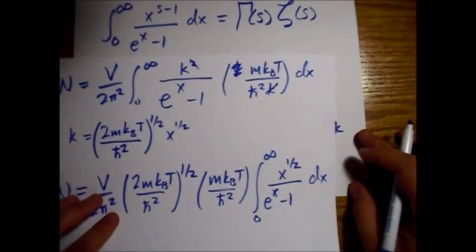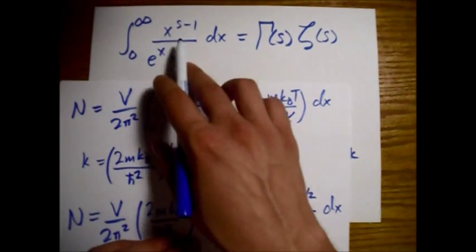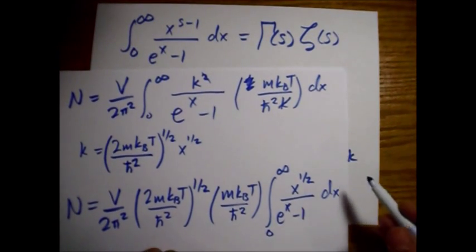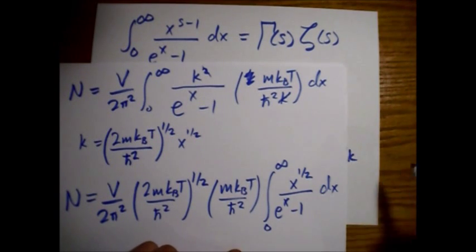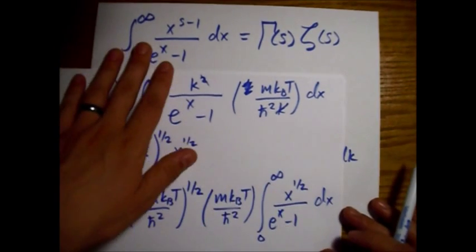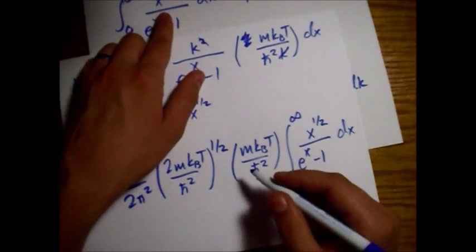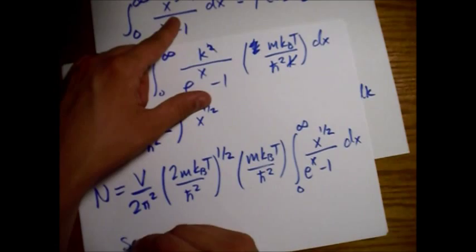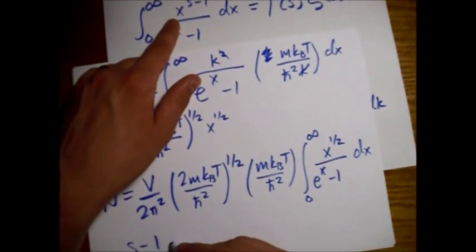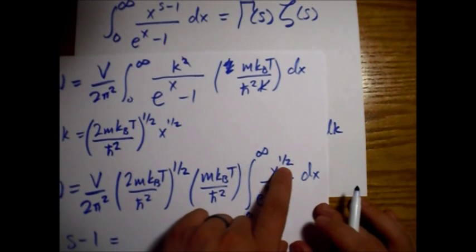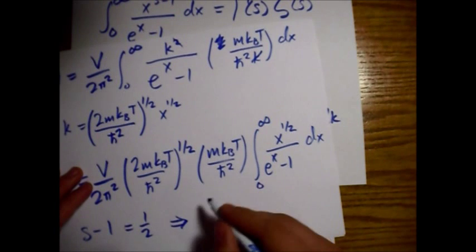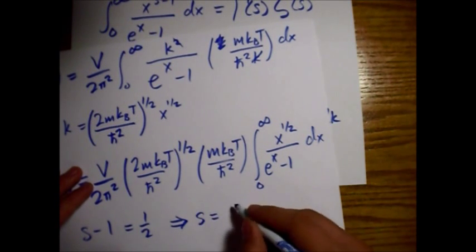Let's see. So now we're just going to find out what S is, and maybe we can simplify this down somewhat. So, S, all right, everything matches up just great. We know S minus 1, from this formula right here, is equal to this exponent here, which is 1/2. So, therefore, S is equal to 3/2.